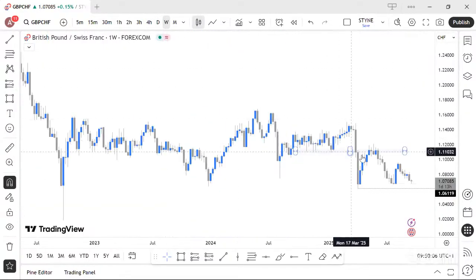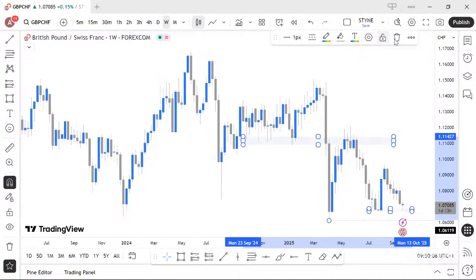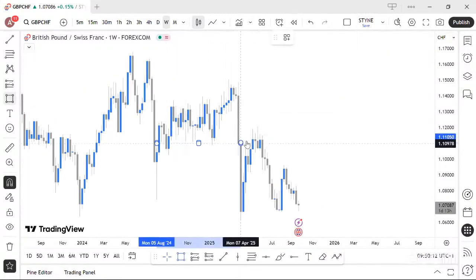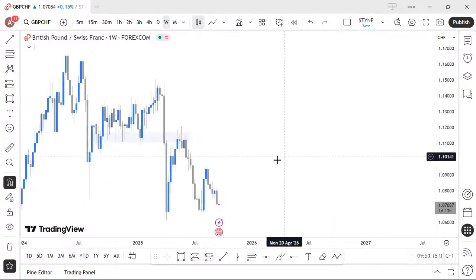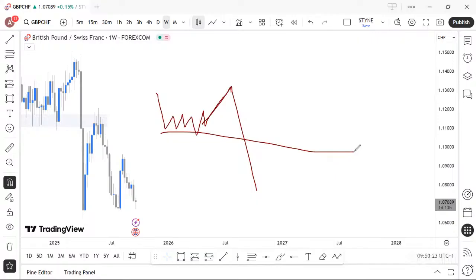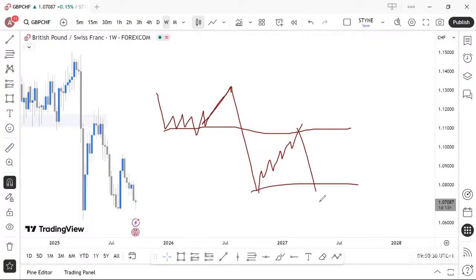GBPCHF. What do I even have for GBPCHF? Let me clear my screen. On the weekly time frame, I have this key level here. And what did I say? When price goes to take that key level, and then it comes back to do like this, it's coming for this low. This is the low that started the retracement, so it should come back to fulfill this low.